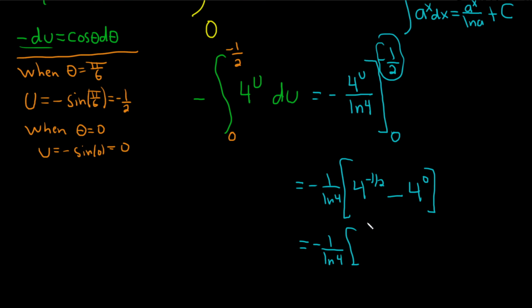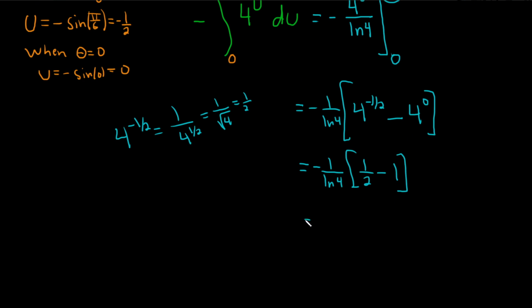So 4 to the negative 1/2, well, what we can do there, I'll do it on the side here. If you have 4 to the negative 1/2, you can bring it downstairs and it becomes 4 to the 1/2. And now remember, 4 to the 1/2 is really the square root of 4. And so you just end up with 1 over 2. So you have 1 over 2 minus, and then 4 to the 0 is 1. So this is equal to negative 1 over the natural log of 4. 1/2 minus 1 is really 1/2 minus 2/2. So this is negative 1 over ln 4.